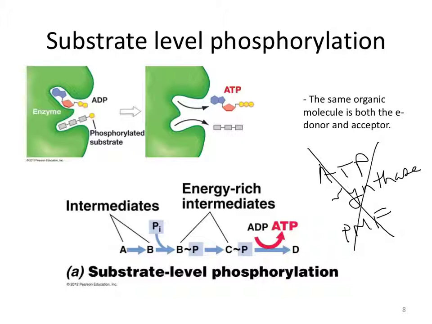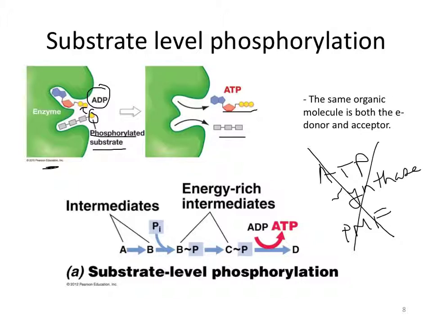Instead, we have an enzyme that binds to ADP and binds to a phosphorylated substrate. What that substrate is will be specific to whatever enzyme is catalyzing this process. That enzyme then transfers this phosphate group from that substrate onto ADP, yielding ATP and a dephosphorylated product.